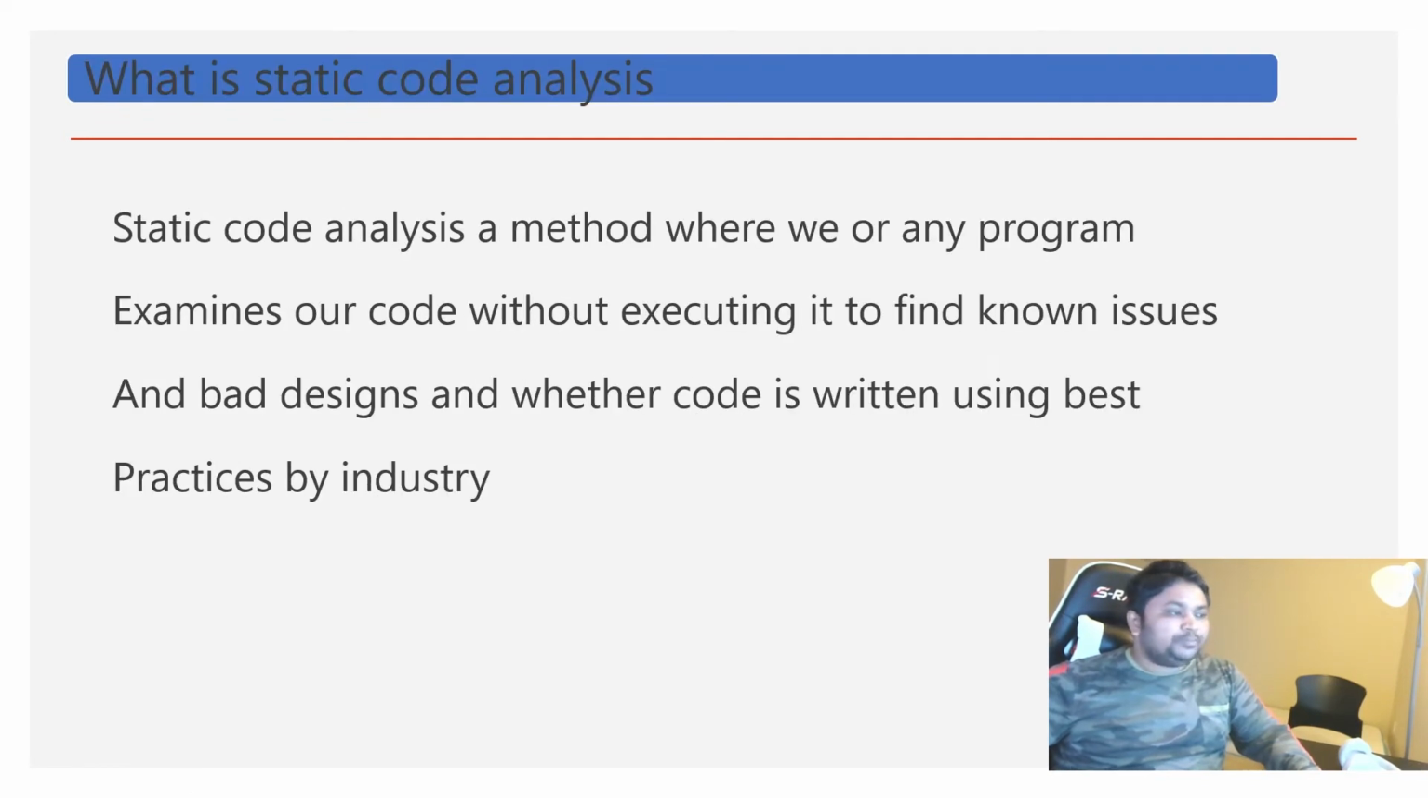But basically, static code analysis is a method where generally a program scans and examines the application which we have written without executing it. Once it examines the code, it tries to find any known issues or vulnerabilities, or maybe bad design, and then we can use that result to fix them and scan again. And why do we do that?